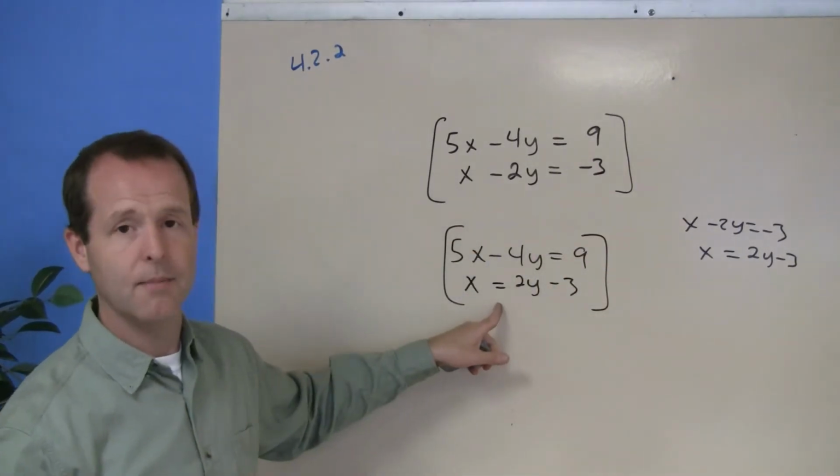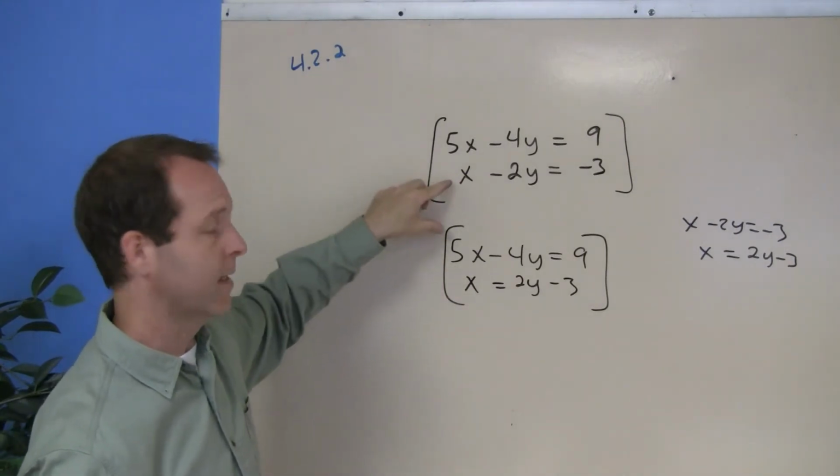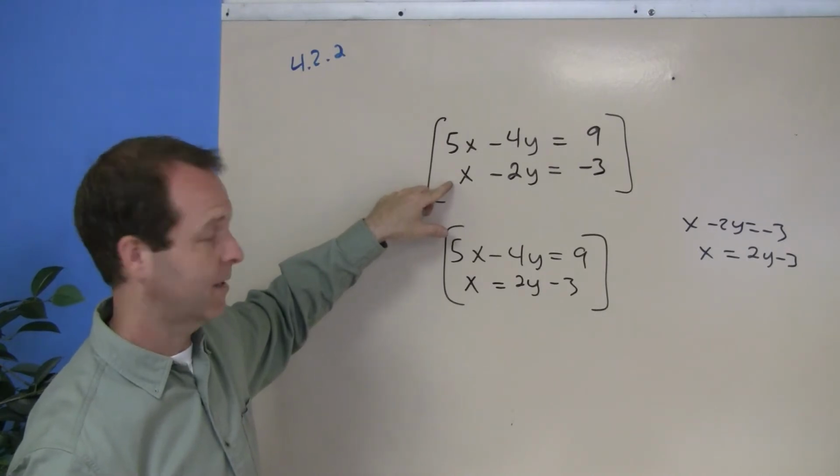And then I'm going to keep this system intact. This system is the same as this one. I just rewrote the second equation, solved for x.